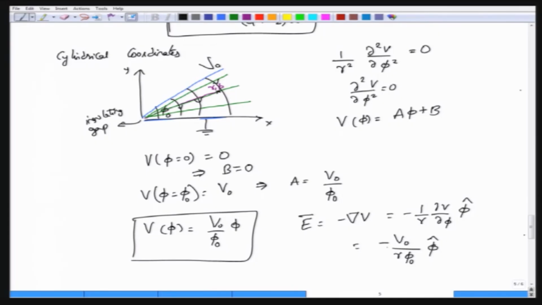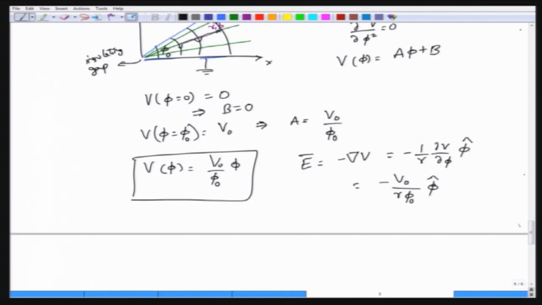You can also see that the electric fields are directed clockwise, because the increasing value of phi is counterclockwise, which is the positive reference direction for phi, whereas the electric field must be clockwise. Therefore, they will originate from the top plate and terminate on the bottom plate. So, this is how we solve Laplace's equation for cylindrical coordinates.